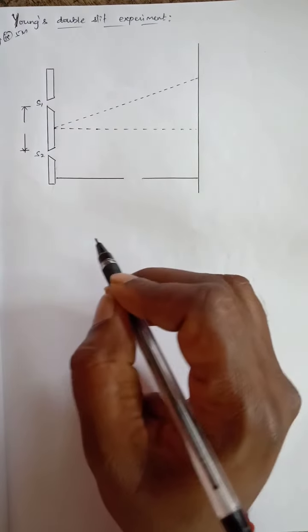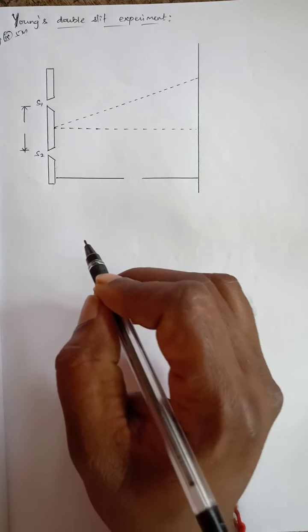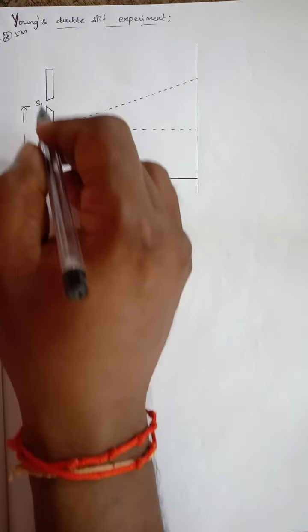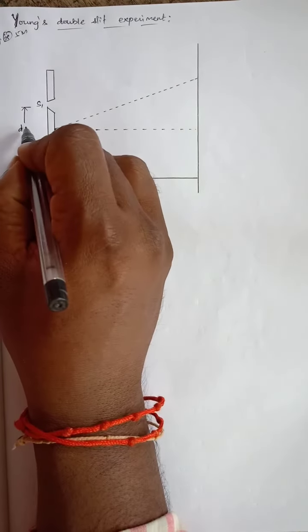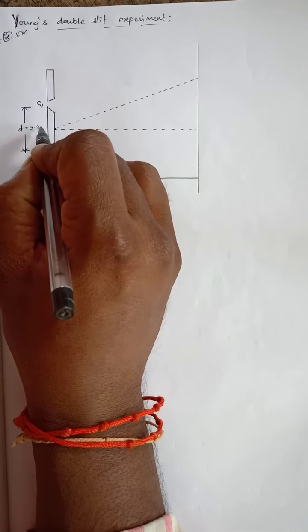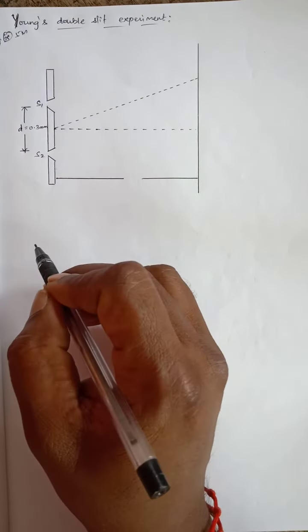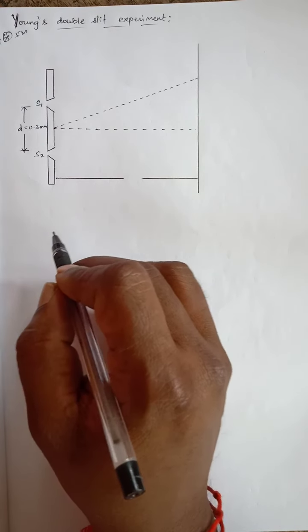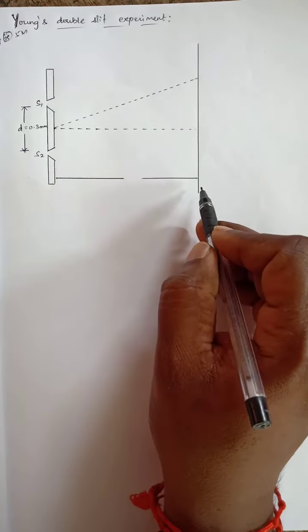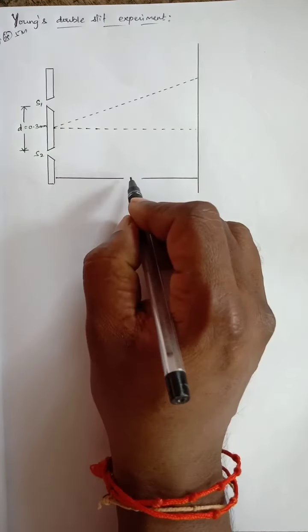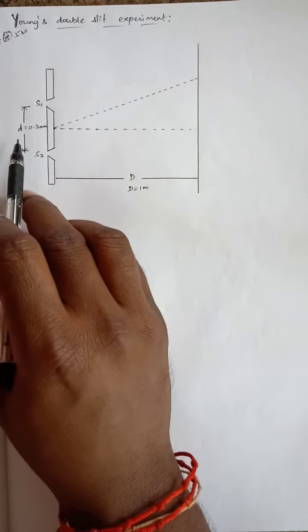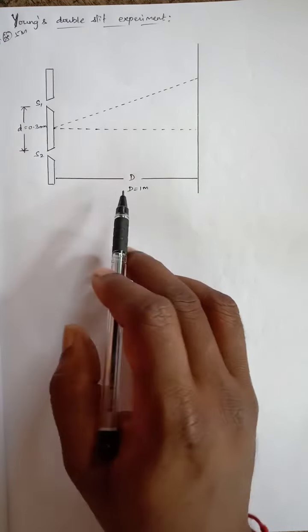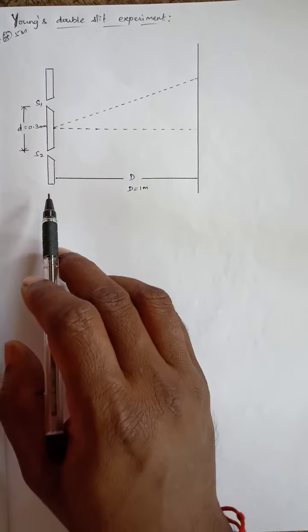S1 and S2 are double slits producing coherent sources of light. Small d is the distance between the two slits, and its value is 0.3 millimeter. This is the double slit, and this is the screen, which you have to place at a distance of capital D equal to 1 meter. Small d is the distance between the two slits, and capital D is the distance between the slits and the screen.